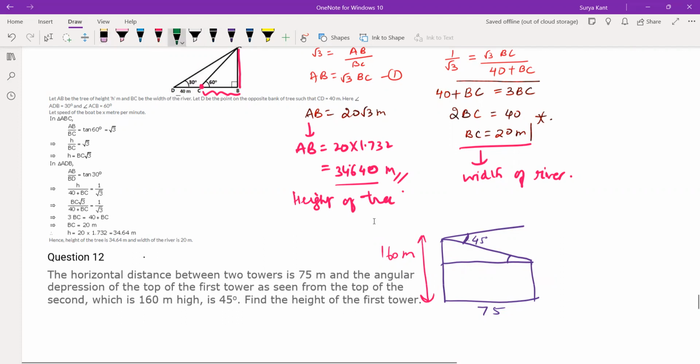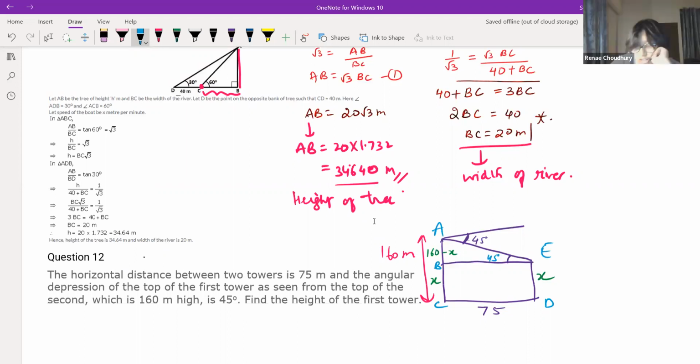So let the height of the first tower be X. So this is X. So this part becomes 160 minus X. So you can write now A, B, C, D, E. This is A, this is B, this is C, this is D, this is E. So if this is 45, this will also become 45 degree. All are very, very easy, children. Look at the answer.